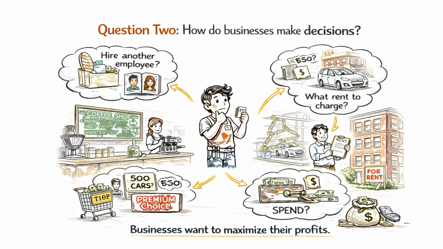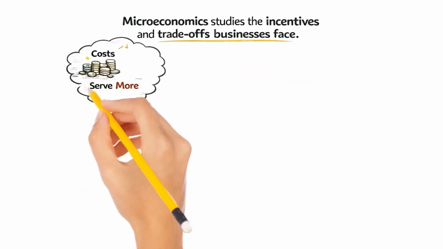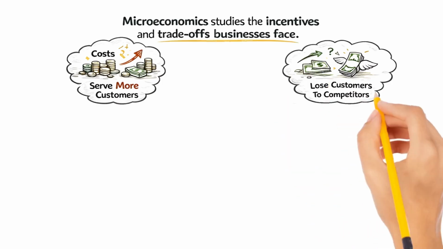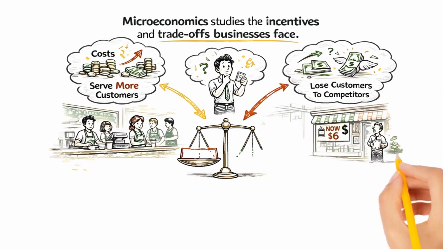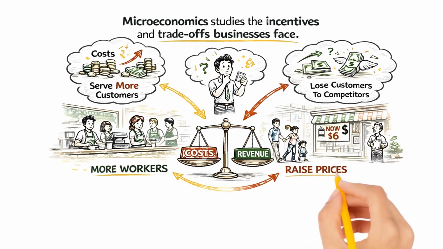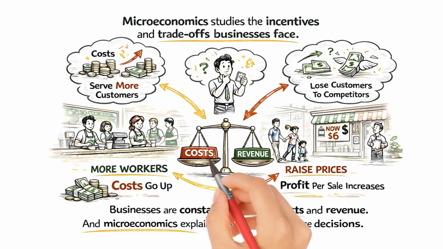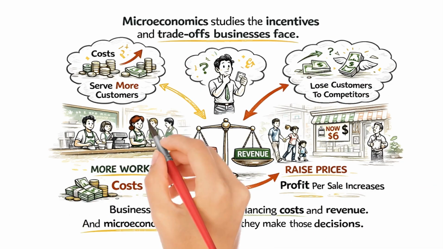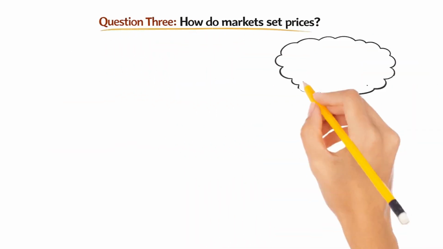Question 2. How do businesses make decisions? A coffee shop decides whether to hire another employee. A car company decides how many cars to produce this quarter. A landlord decides what rent to charge. Microeconomics studies the incentives and trade-offs businesses face. If they hire more workers, costs go up, but they can serve more customers. If they raise prices, profit per sale increases, but they might lose customers to competitors. Businesses are constantly balancing costs and revenue, and microeconomics explains how they make those decisions.